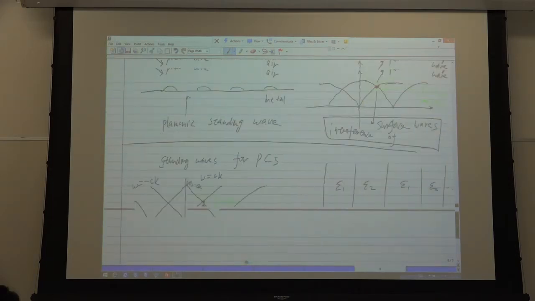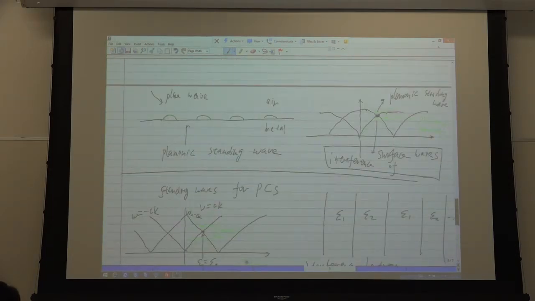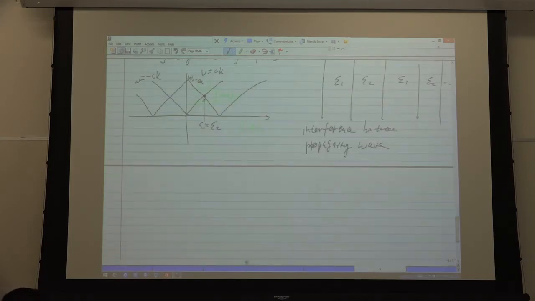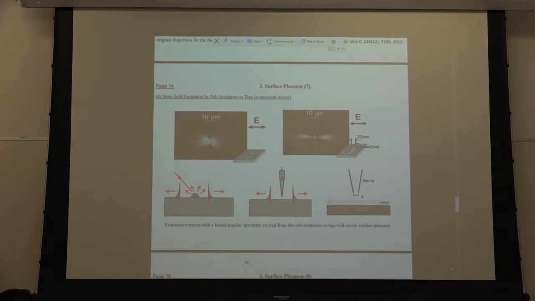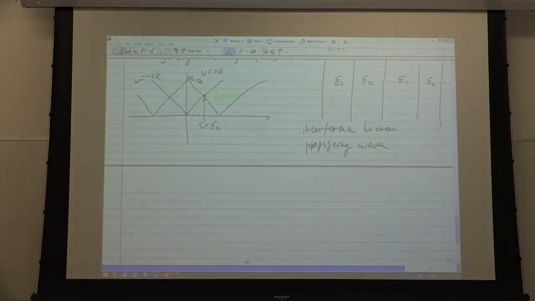This is the third method, after grating coupling. Finally, I use the surface... the third method is scattering. This is also the evanescent wave concept.